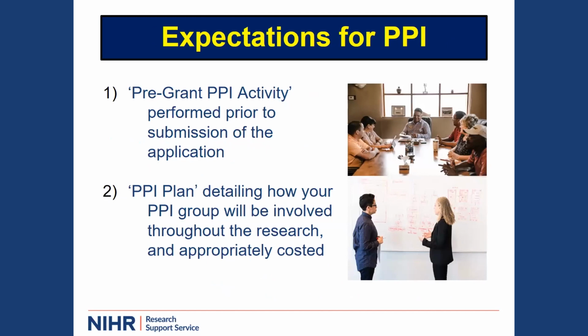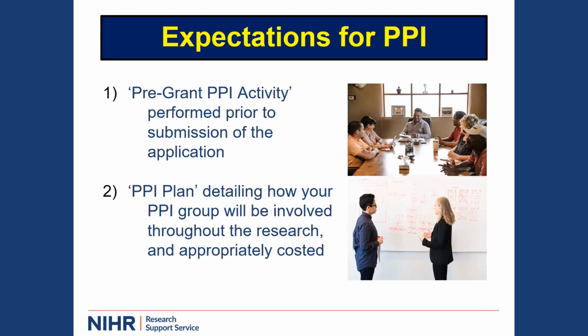The pre-grant activity, prior to submission of the application, generally you have a very short amount of time to do this. The RSS offers some support, however, it's fairly small in terms of the number of people you can do and the amount of time you can actually do it. What you're looking for from the pre-grant activity are questions. You're not trying to refine an intervention, you're not trying to do anything major, you're trying to find out key components of your research proposal that you can populate with the views of the PPI.